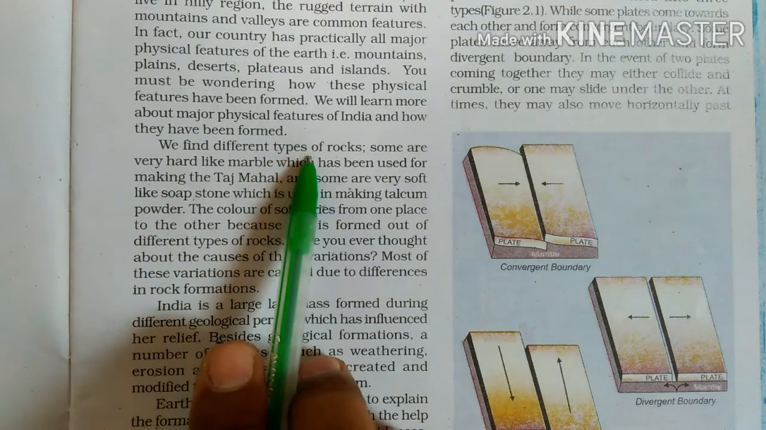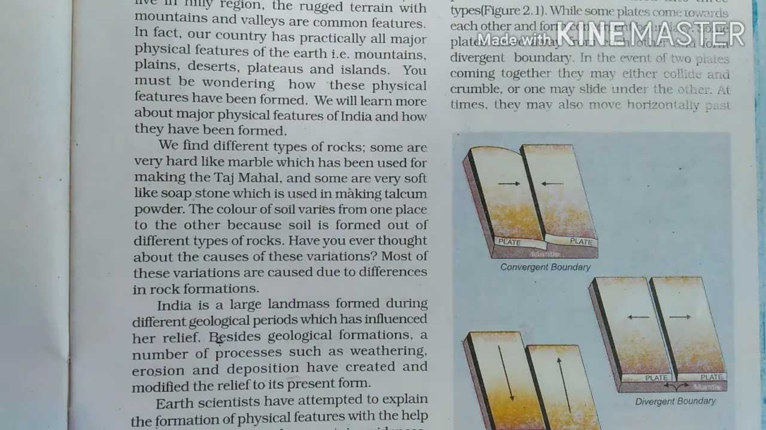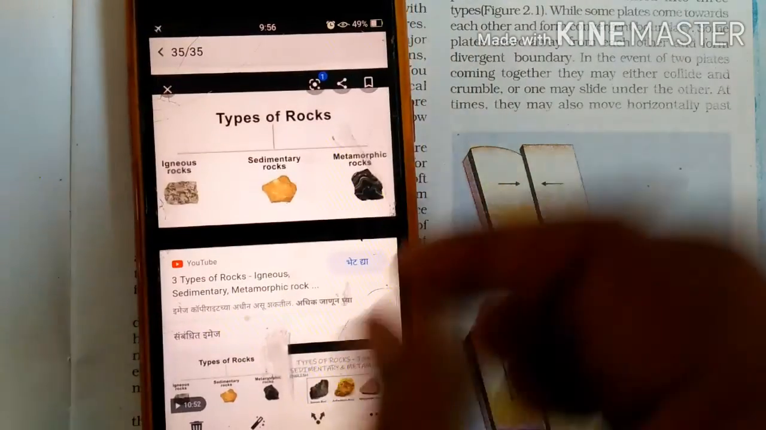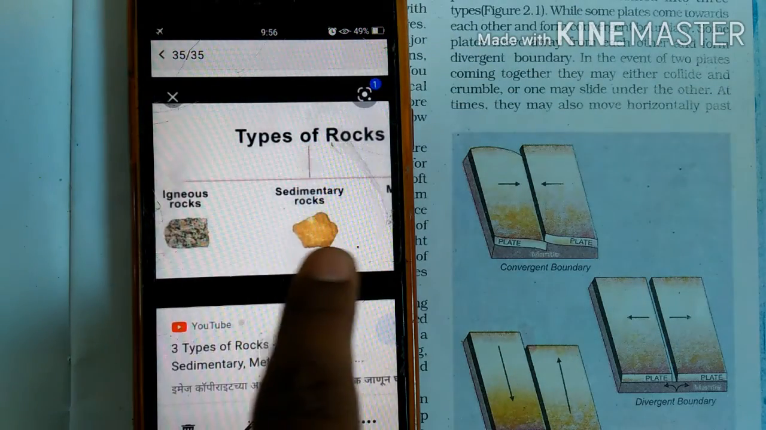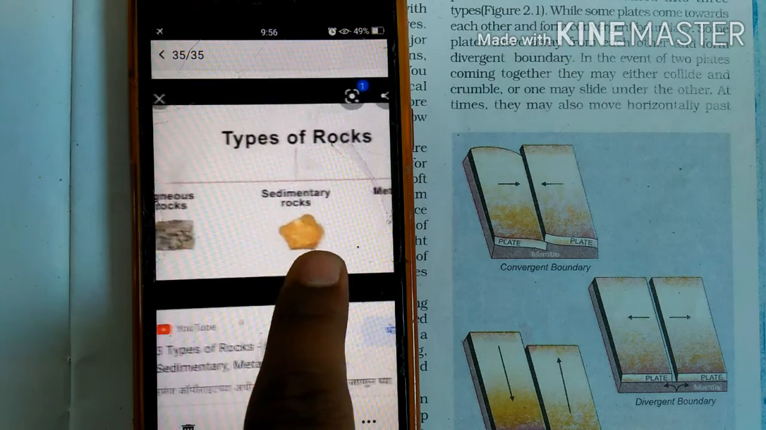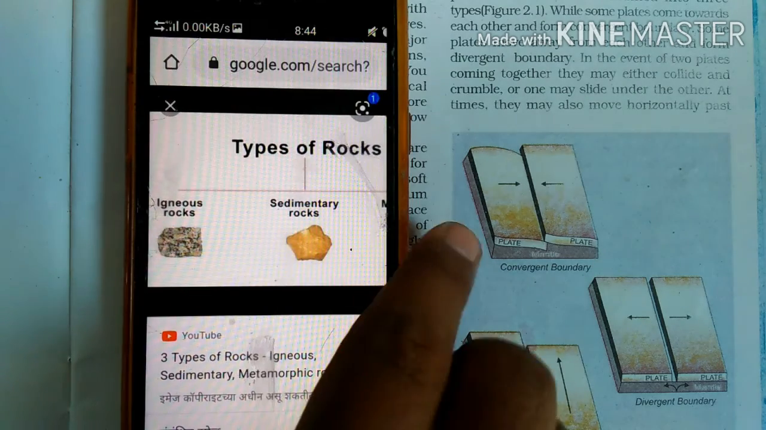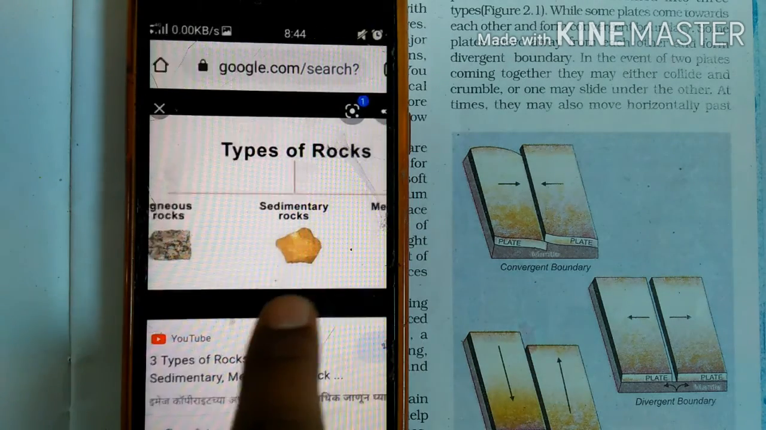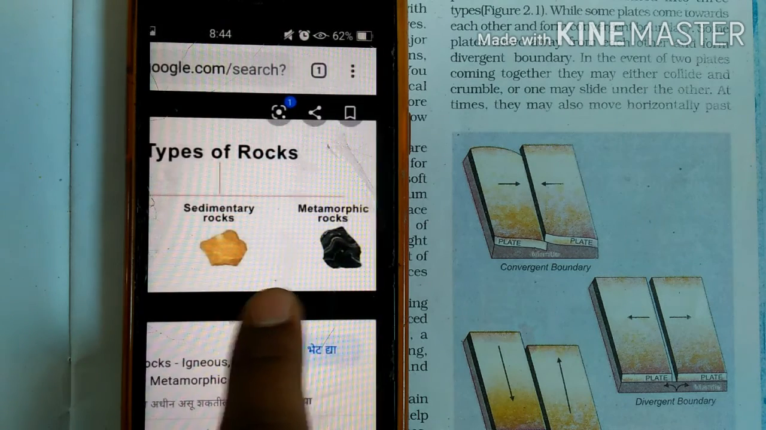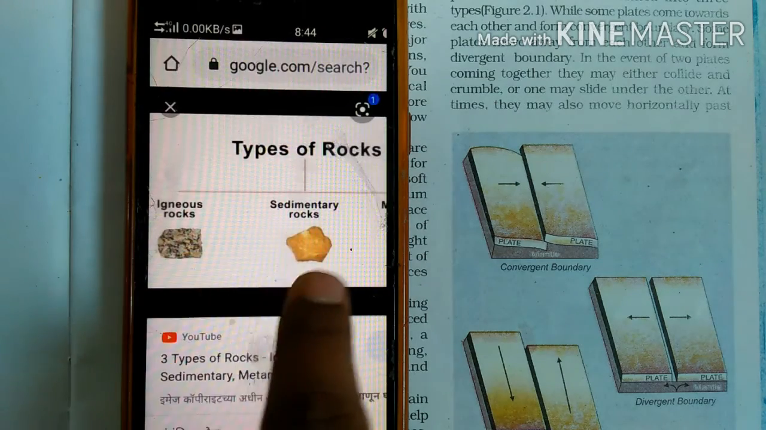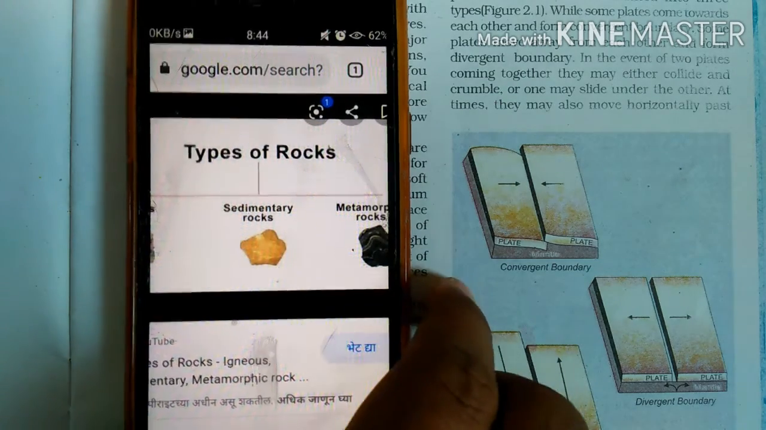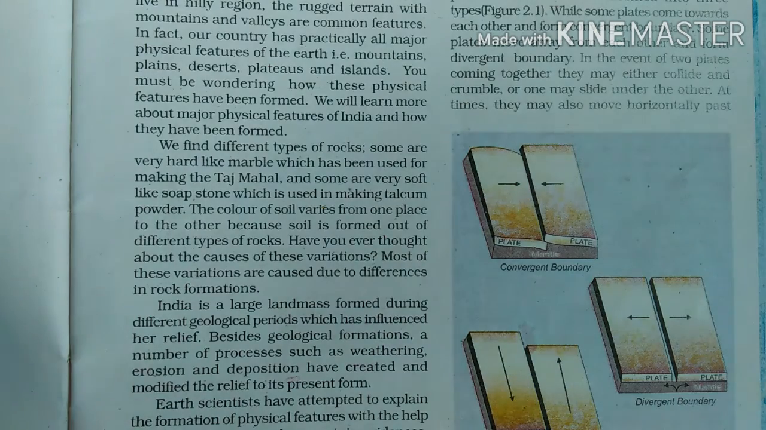We find different types of rocks. See here, some rocks are there, types of rocks. There are three types of rocks here. First one is igneous rock, second one is sedimentary rock, and third one is metamorphic rock. See here, the images are also shown. For more, you can visit different sites on Google.